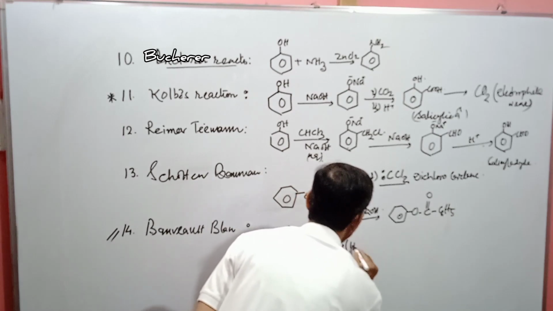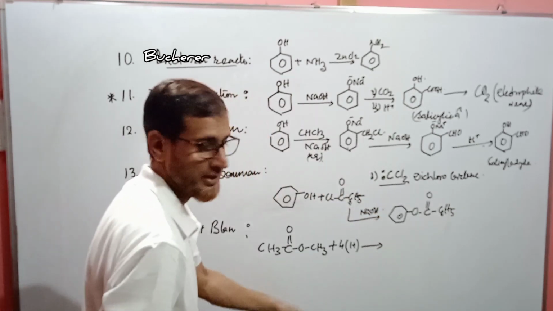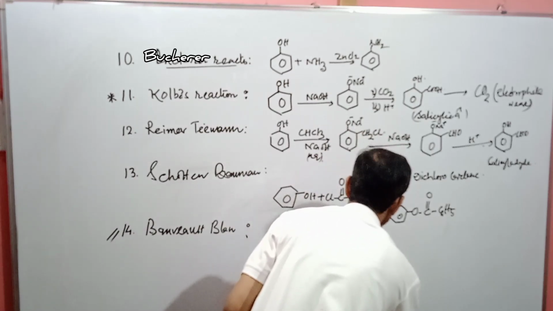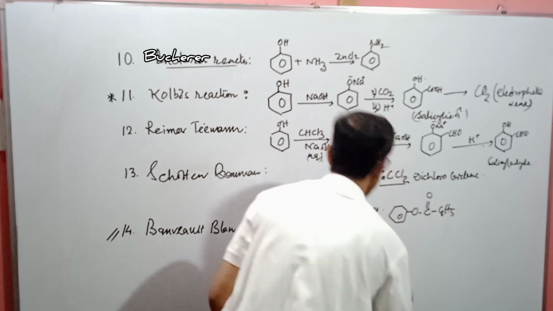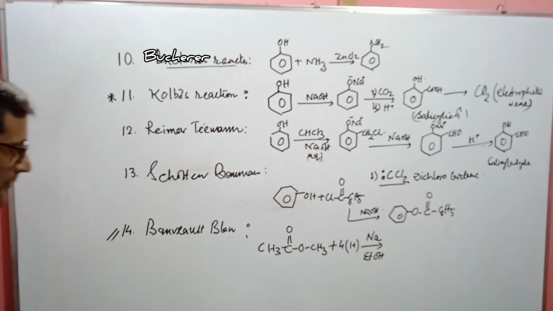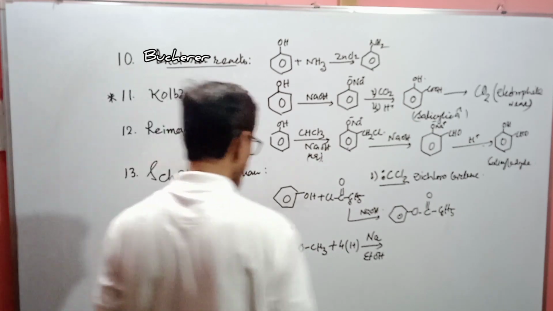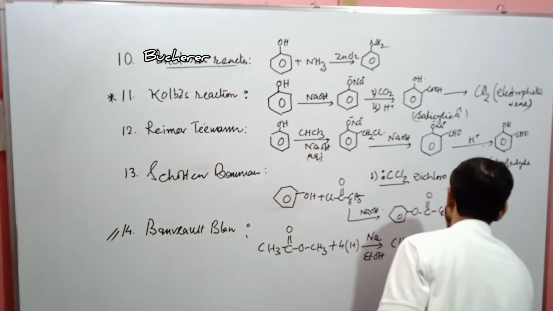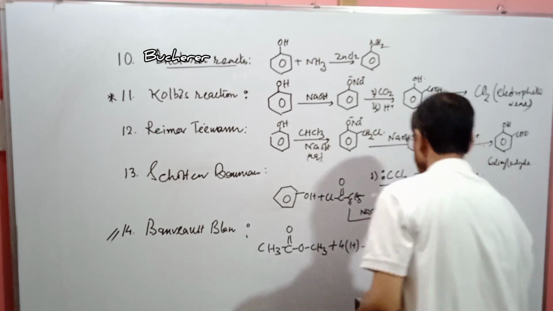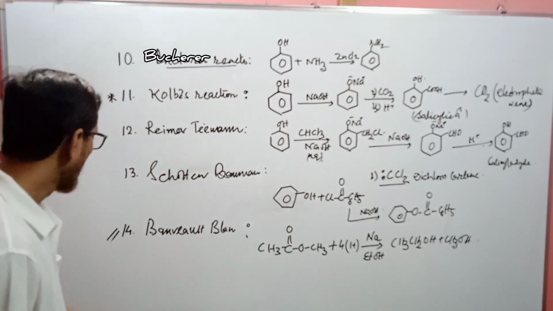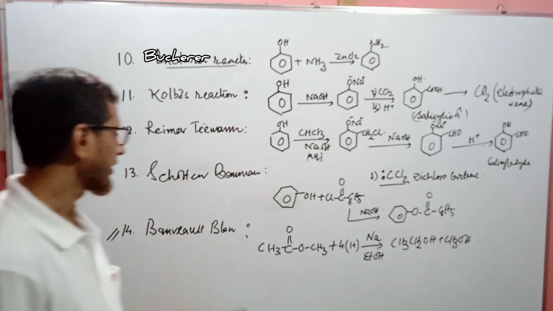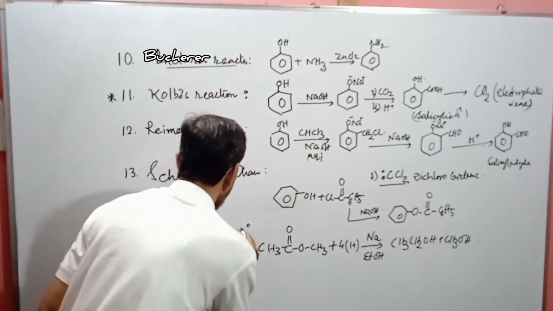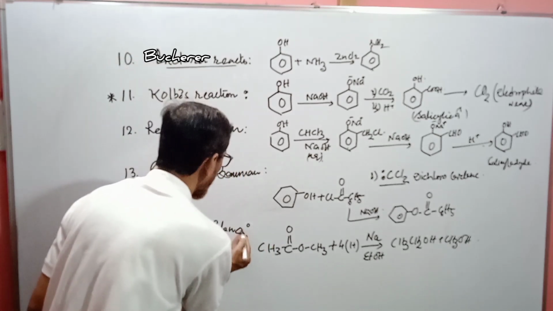It is an ester. The ester is being reduced by sodium, and your answer will be CH3CH2OH plus CH3OH, ethanol and butanol. It is one of the very important reactions. It is not in the syllabus of state level, and it is meant for entrance exams, for the preparation of alcohol. Bouveault-Blanc reaction.